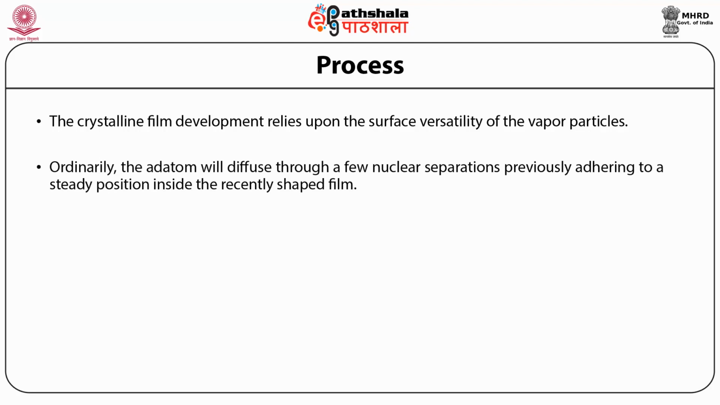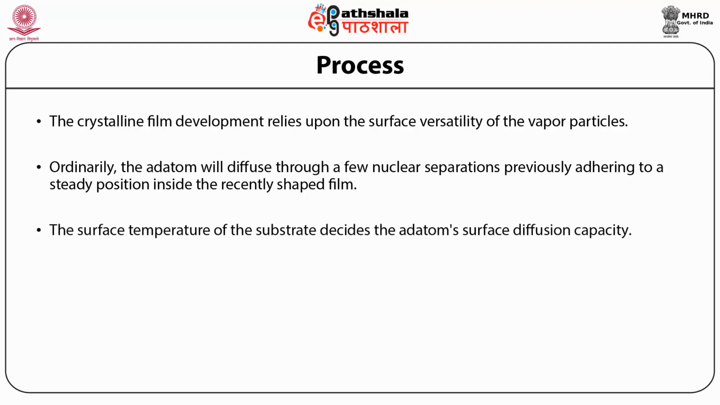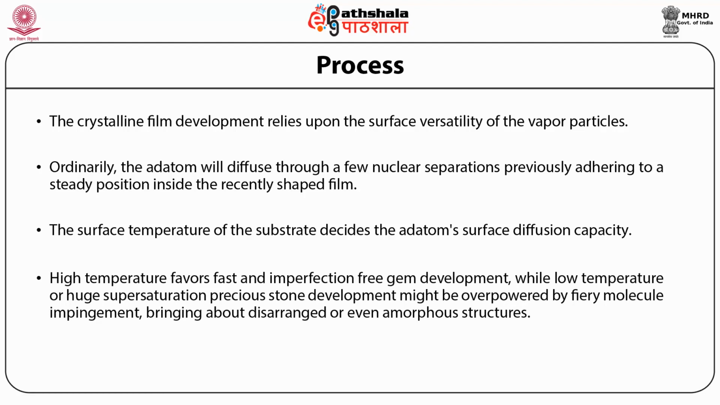Ordinarily, the adatom will diffuse through a few atomic separations before adhering to a stable position inside the newly formed film. The surface temperature of the substrate decides the adatom's surface diffusion capacity. High temperature favors fast and defect free crystal growth, while at low temperature or huge supersaturation, crystal growth might be overpowered by energetic particle impingement, resulting in disordered or even amorphous structures.